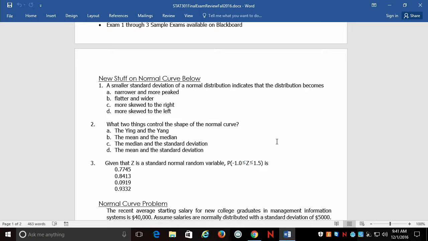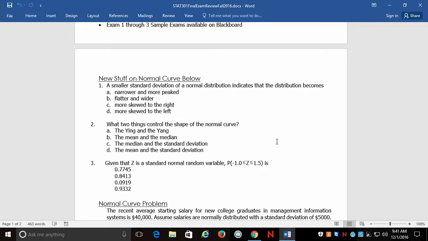What 2 things control the shape of the normal curve? The yin and the yang, the mean and the median. The median and the standard deviation, the mean and the standard deviation. What do you think for this one? 2 things that control the shape of the normal curve, 2 things and 2 things only. D, the mean and the standard deviation.